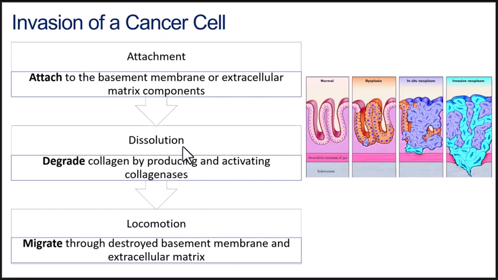Once dissolution occurs, now we can have invasion. And we're going to end up with the neoplasm invading and what we call locomotion through the basement membrane, invading the tissue beneath it. Migration through this destroyed basement membrane and invading through the extracellular matrix is going to allow it to further migrate and spread.